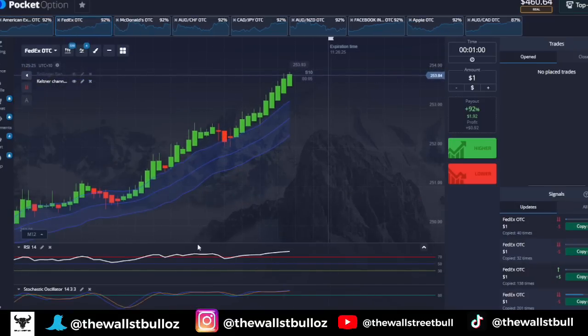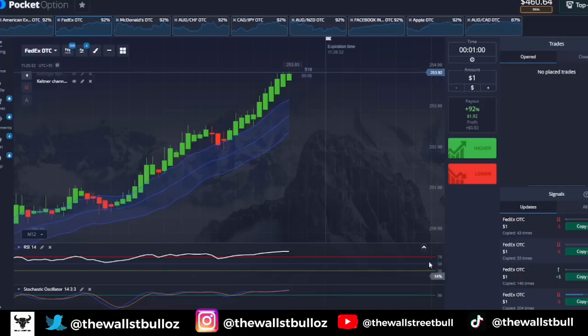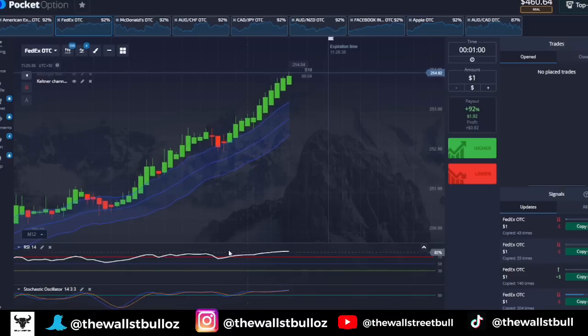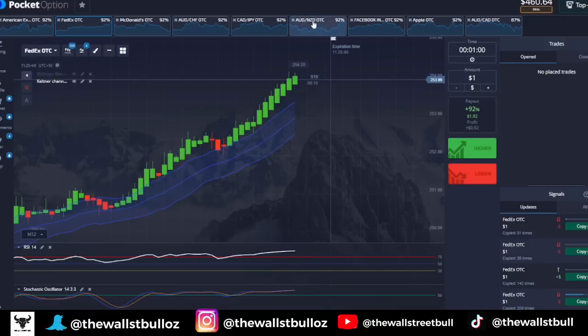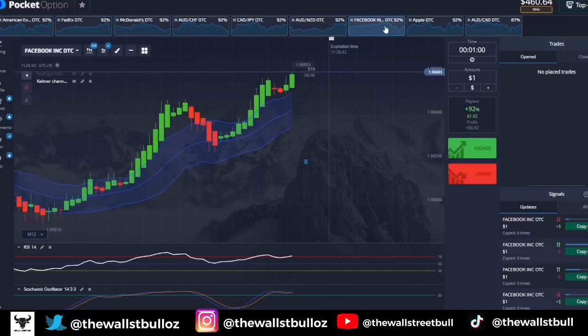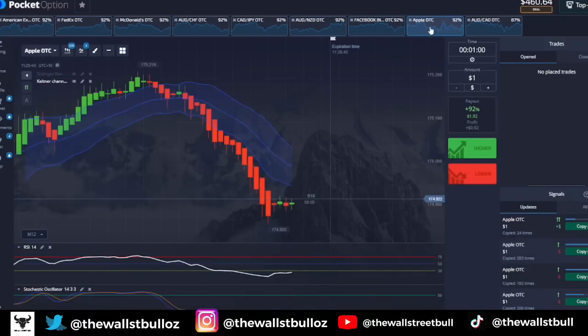What I'm looking for is the stochastic oscillator being on the 20 line, so you can see down the bottom. By the way, you don't have to change any of these indicators. You just leave them as standard. You don't have to input anything different. Now, if you move across, let's have a look at a good pair. Let's have a look at Apple, for example.